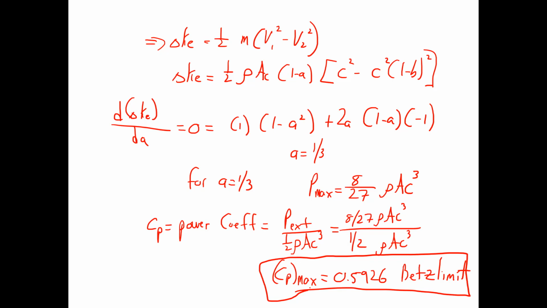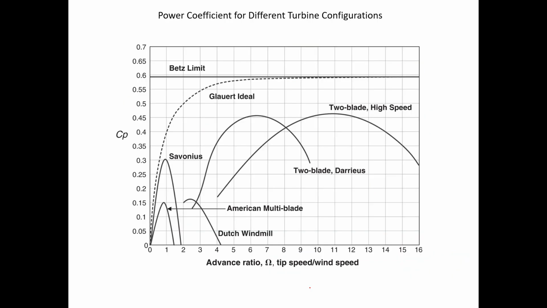With that in mind, this graph gives an idea of how that works. I have on the y-axis my power coefficient, and on the x-axis something called an advance ratio. Advance ratio is a parameter that takes into account the rotational speed: radius times the angular speed of the rotor, which is basically the tip speed, the tangential speed of the tip of the rotor. So r omega divided by the velocity of the wind.